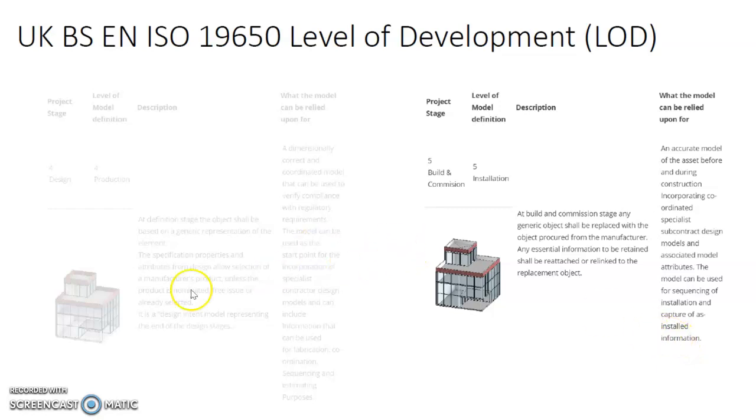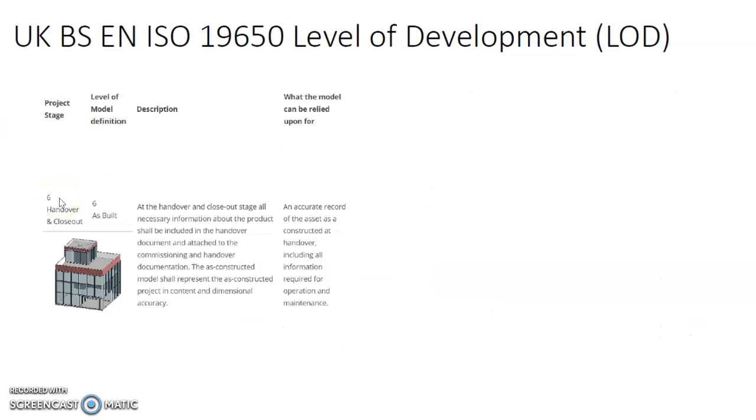Right, so that is level 5. So once the construction is completed, then the building of the facility gets handed over to the end user. So in terms of the project staging, it is at project stage 6, the handover and the closeout. And your model then becomes the as-built model. At the handover and the closeout stage, all necessary information about the product shall be included in the handover documents and attached to the commissioning and handover documentation. And the as-constructed model should represent the as-constructed project in content and dimensional accuracy.